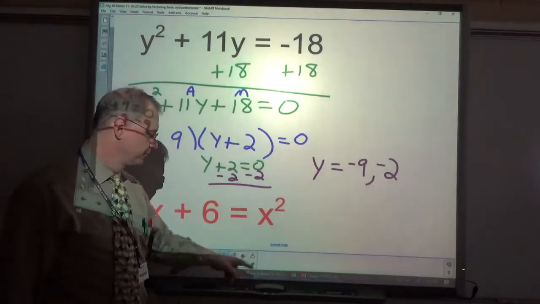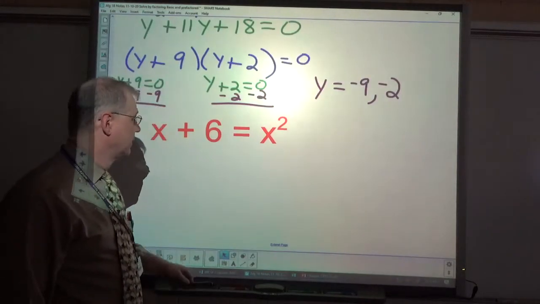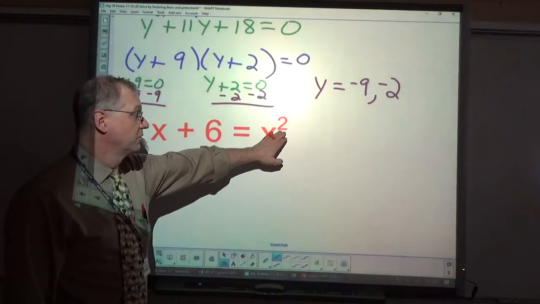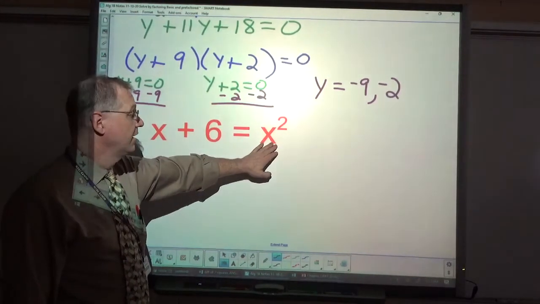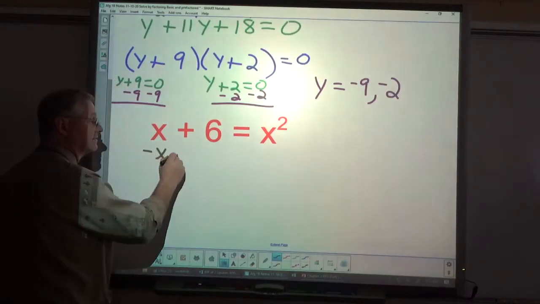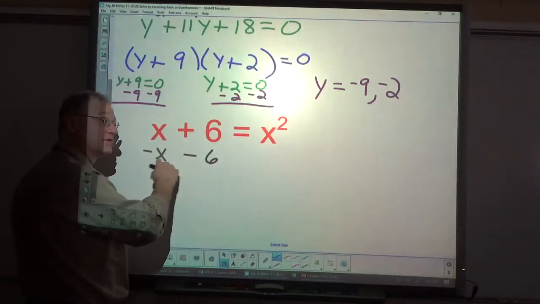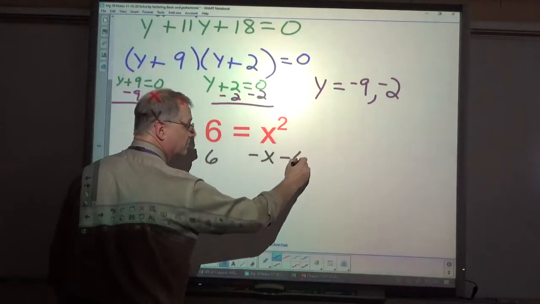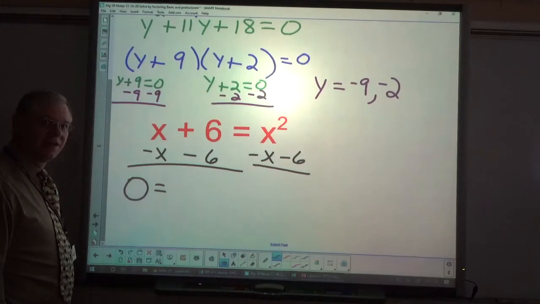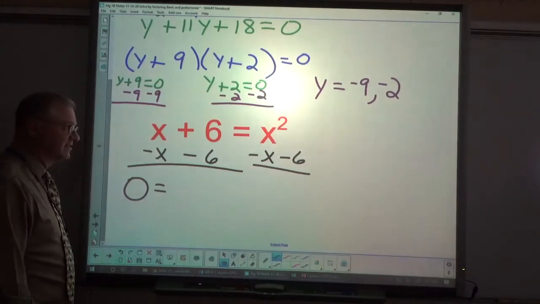Down here, I want to get everything on this side. There's my biggest exponent term, and it's positive, so I want to move everything over there. So I'm going to subtract x and subtract 6, add its opposite to both sides. This is going to be 0. Notice the left side was 0 this time, not the right side.